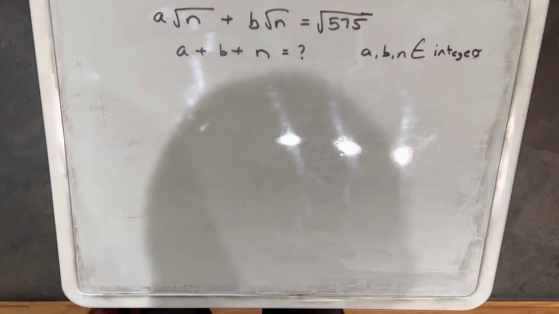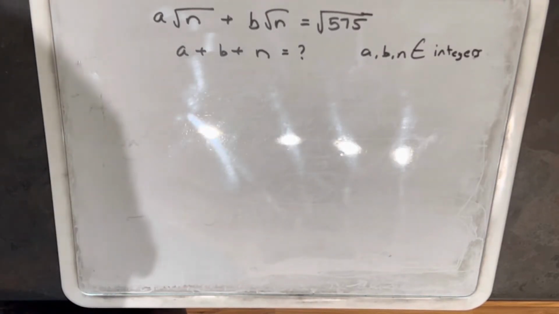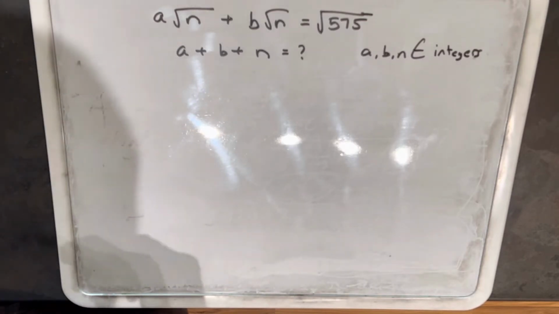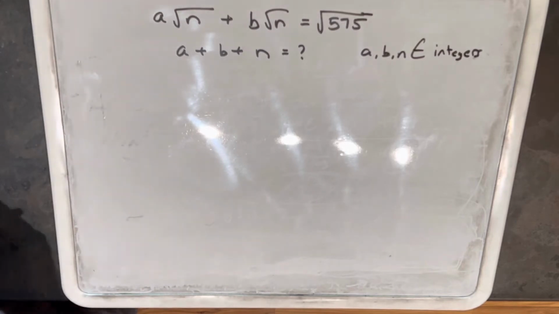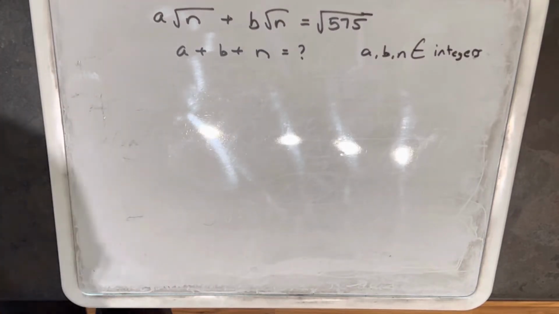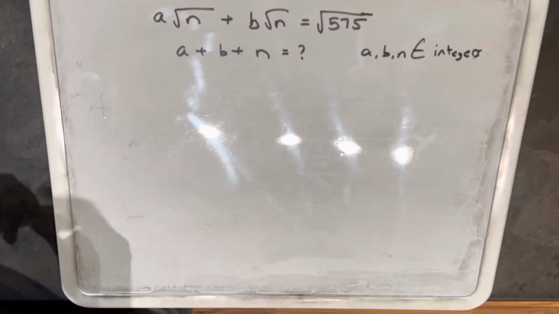So today I have this problem on the board. We have a times the square root of n plus b times the square root of n equals the square root of 575, and we're asked to solve for the sum of a, b, and n, where a, b, and n are all integers.